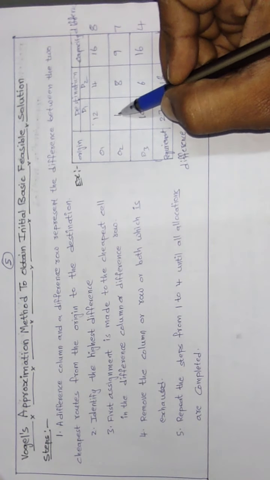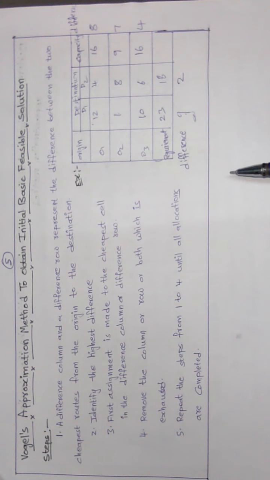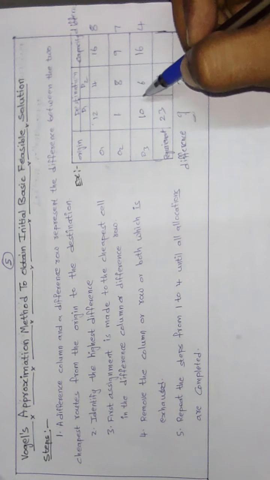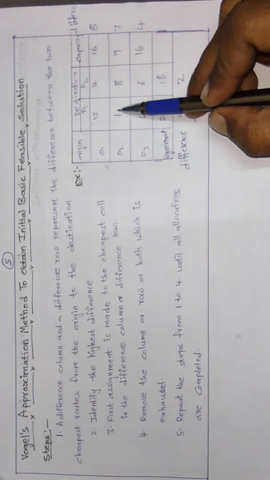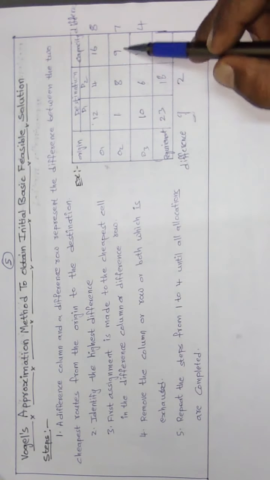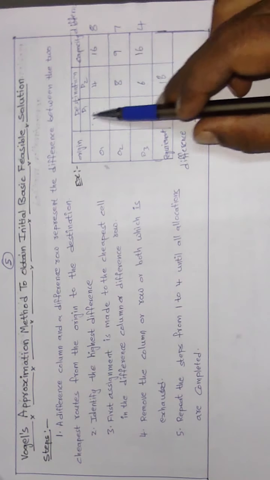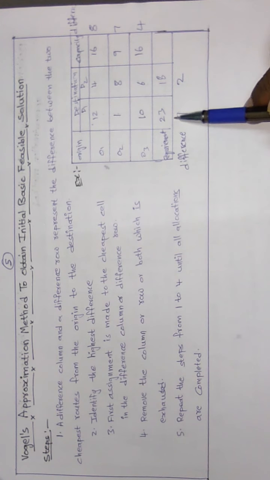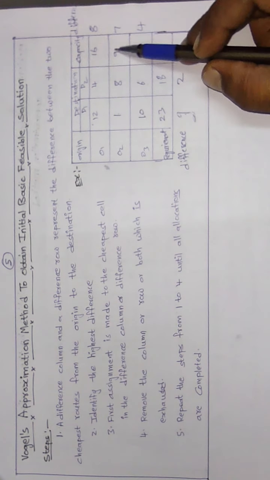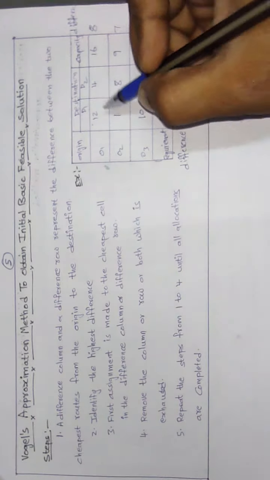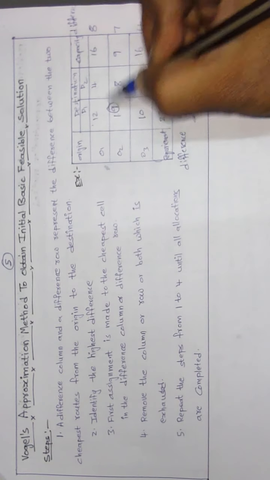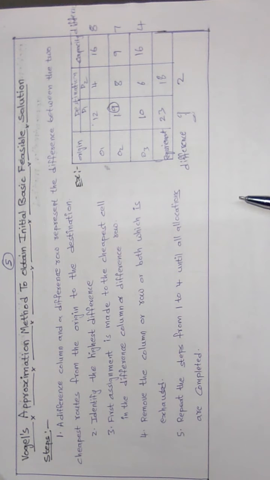In this cell we have to fill the number of goods. For this cell O2 D1, for O2, what is the capacity we have? 9. What is the demand at the destination? 29. Among 9 and 29, which one is the smallest value? 9 is the smallest value. That's why we have to fill 9 here.